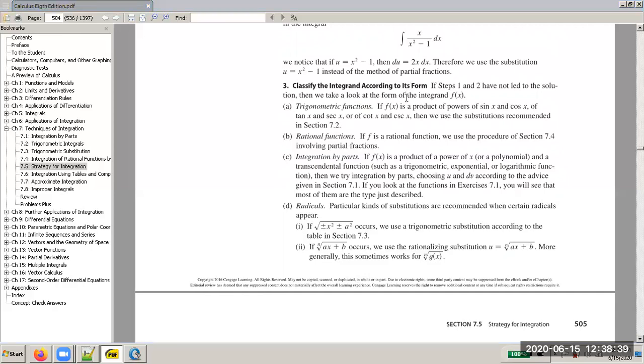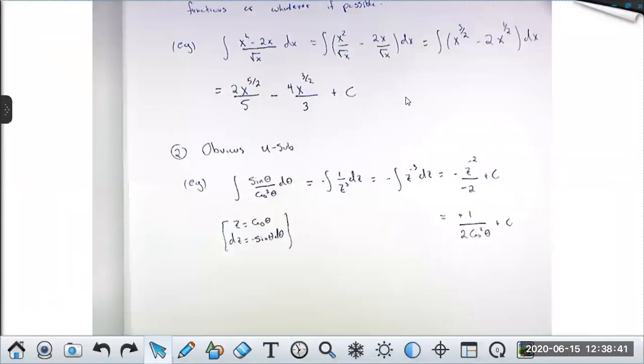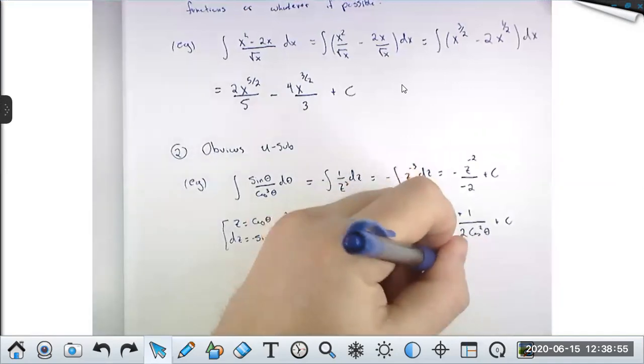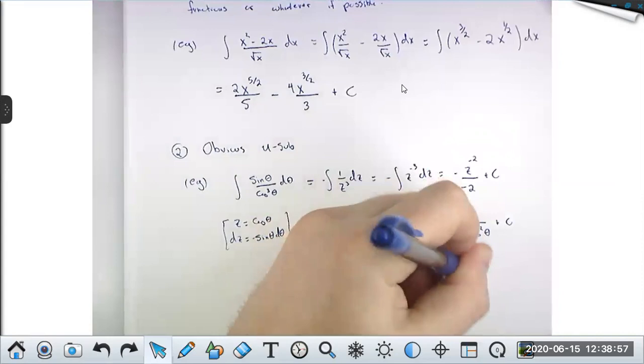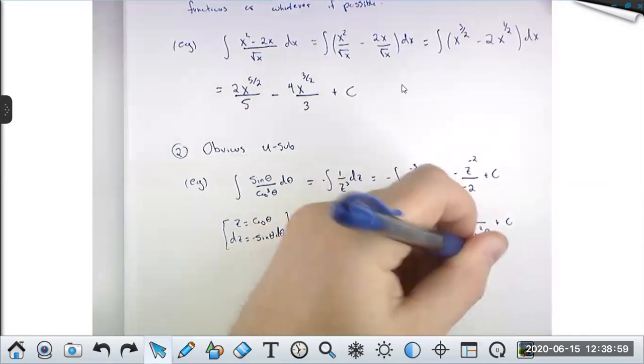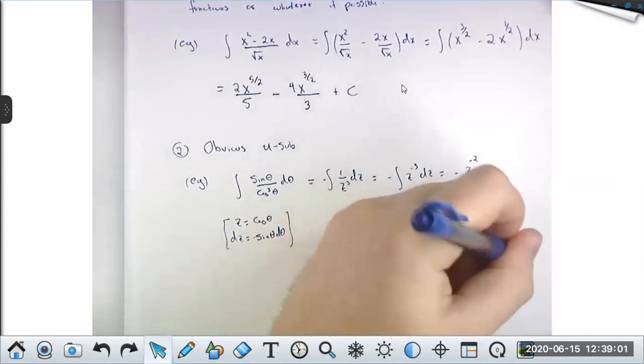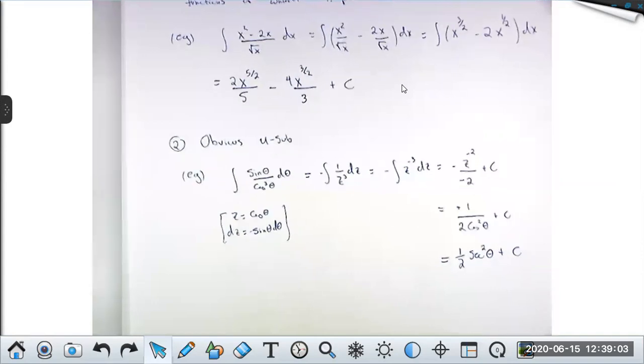Sure. Yeah. Here we go. We want to stay here just a second longer. Yeah, no problem. So maybe while you're doing that, we could actually simplify this a tiny bit further as 1/2 secant squared theta plus c. And that's how I would write that if it were me.